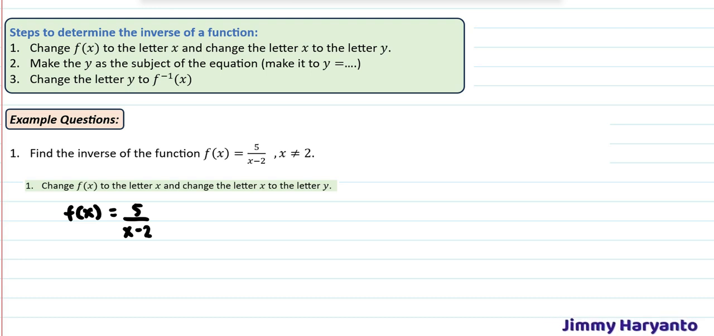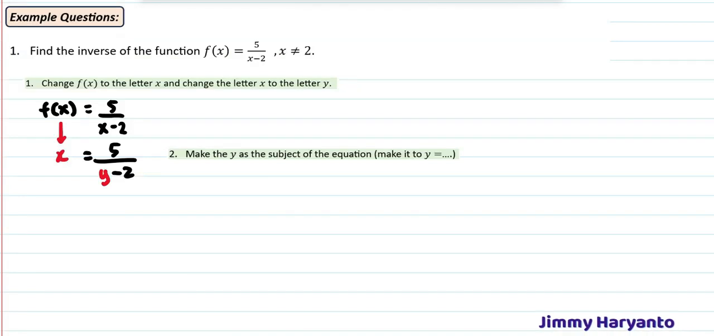Because we want to find the inverse, we have to change this one into the x. The first step says f(x) equals 5 over x will become the y, just like this. Yeah, just change it like that. And then the second step says you have to make the y as the subject.